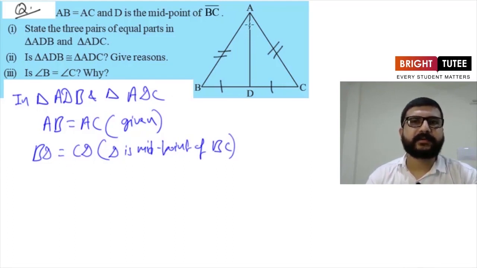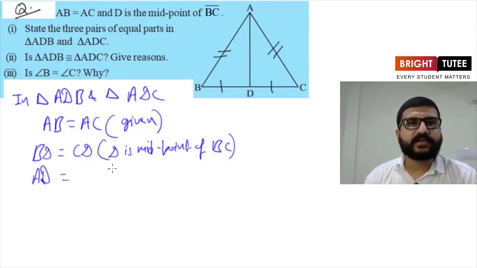Now what do we have? Now we have AD is equal to AD, which is the common side. So now these are the three pairs of equal parts in the triangle ADB and ADC. We can write AD is equal to AD, and the reason we will write common side.